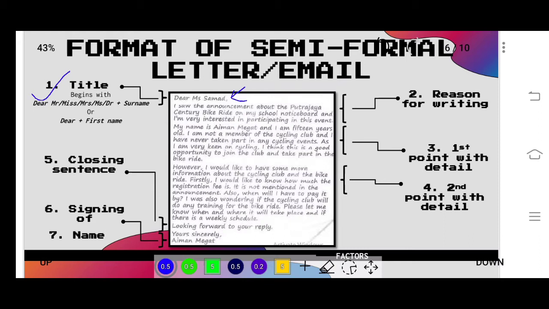So you have to begin with Dear Mr., Miss, Mrs., or Doctor plus their surname or family name, or Dear plus first name. For example, Dear Sarah. Okay, understand? Okay, good. We move on to the next one.